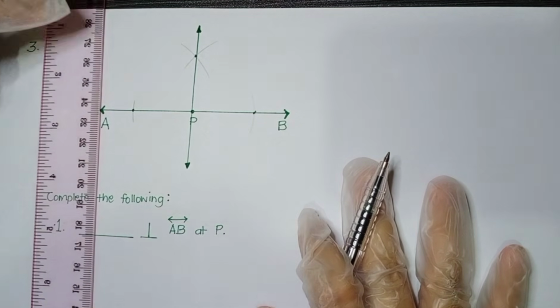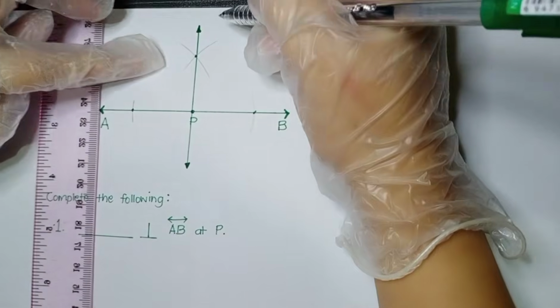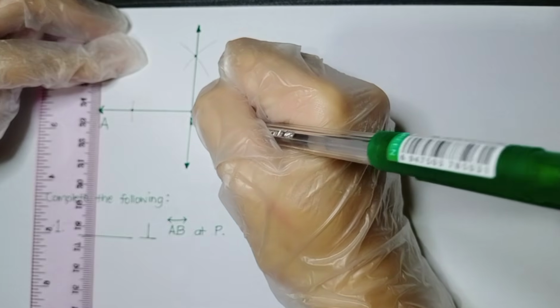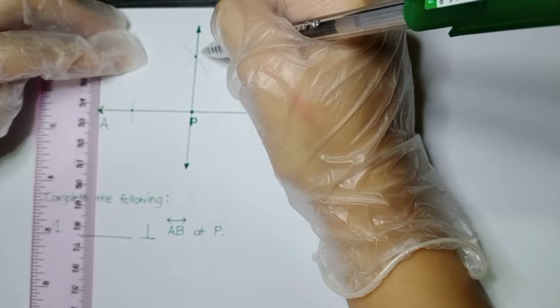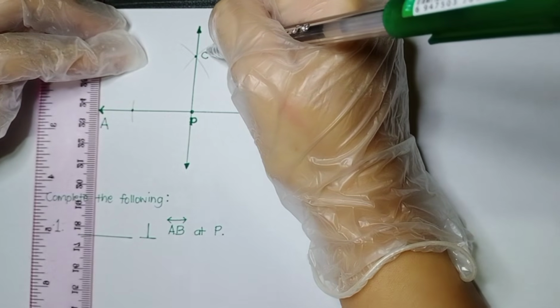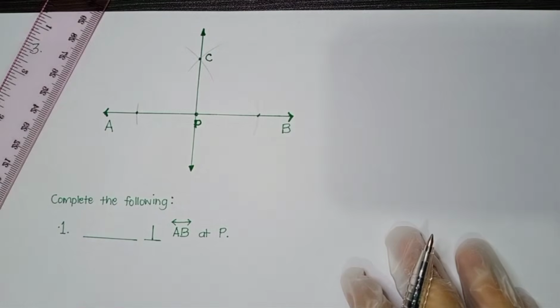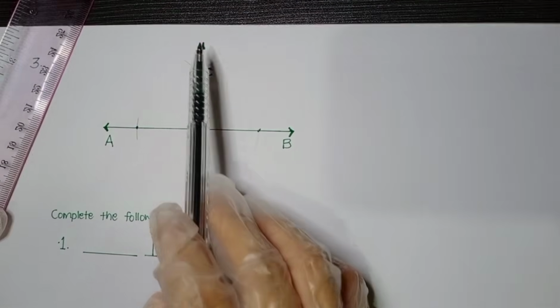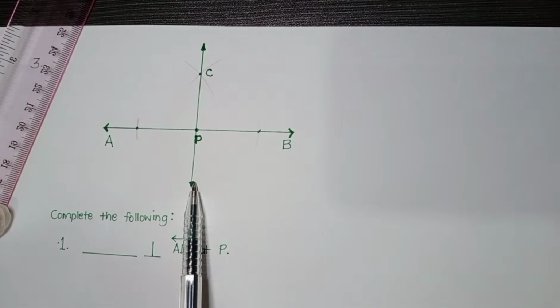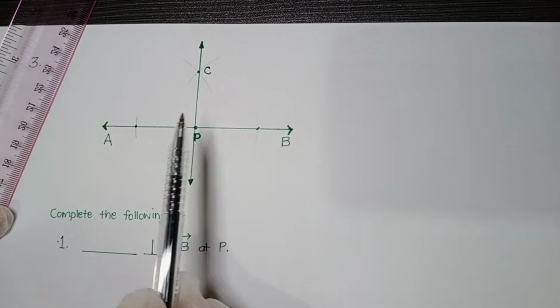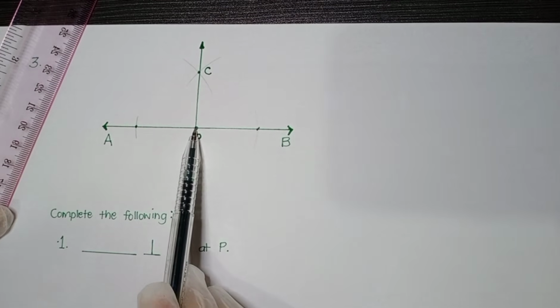Okay? So, syempre, kailangan natin pangalanan ito. Let us name this. So, ito yung point P mo. Nadaanan siya ng line natin. Let us name this as C. Okay. So, let us name this point as point C. So, we now have a line perpendicular to line AB. Okay, so given yung point na nasa line.